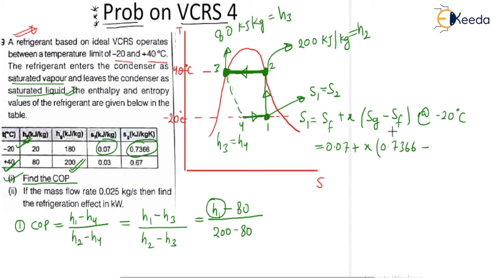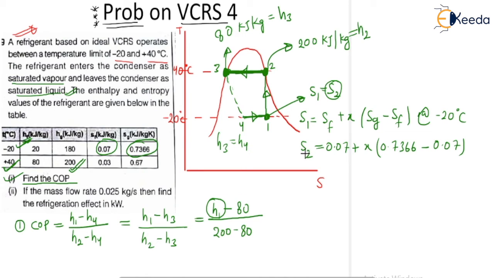0.7366. And what is the value of SF at minus 20 degree? At minus 20 degree, the value of SF is 0.07. Is it right? And what is the value of S1? The value of S1 is just equal to the value of S2. So we have to write here S2.